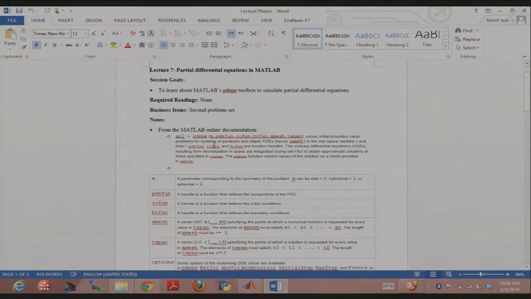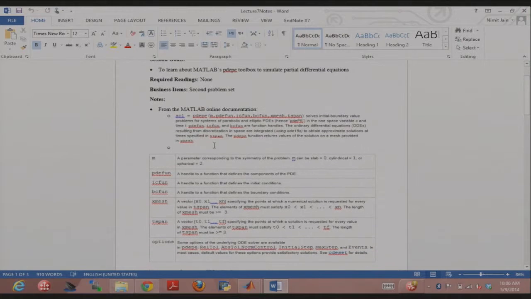But so, you know, just generally, if you remember anything about partial differential equations, you have the partial differential equation itself, and then you have initial values, and then you have boundary conditions, right? And so just generally the syntax, I'm going to talk about what M is, but the second argument to PDEPE is called PDEFUN, which is the partial differential equation. ICFUN is the initial condition, right, or the initial value. BCFUN is the boundary condition. So there are three main such arguments to PDEPE: the actual equation, initial value, boundary condition. Then XMESH and TSPAN.